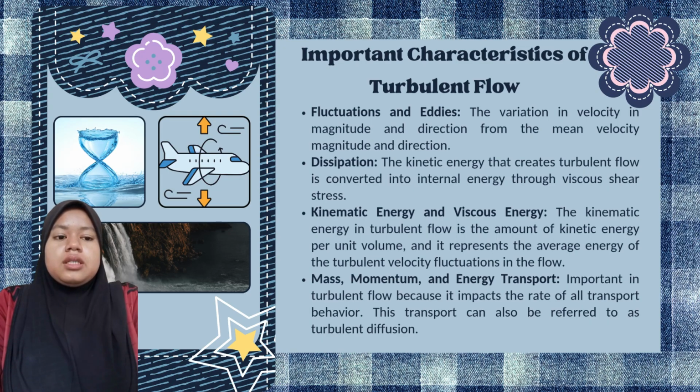The third one is kinetic energy and viscous energy. The kinetic energy in turbulent flow is the amount of kinetic energy per unit volume, and it represents the average energy of the turbulent velocity fluctuation in the flow. The viscous force in the fluid converts some of the kinetic energy into heat due to internal friction. The amount of heat converted is called the viscous energy.